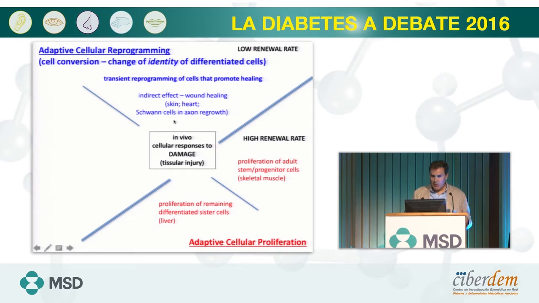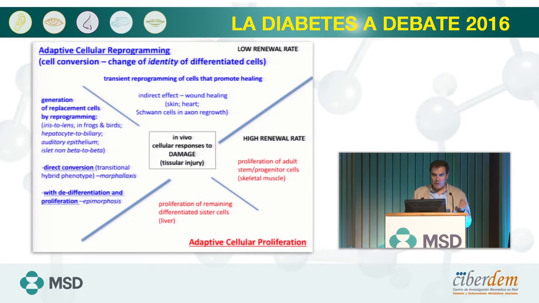But there's also another kind of response that is less well known, although it was described a long time ago. This was well characterized by the great geneticist Morgan more than a century ago. This is the reprogramming of differentiated cells, the generation of replacement cells by reprogramming. Indeed, this happens in frogs and newts at the level of the eye, for instance, this iris to lens cell conversion. Or in mammals, we have hepatocyte to biliary cell conversion, or auditory epithelium cell conversion within the cochlea, in the inner ear.